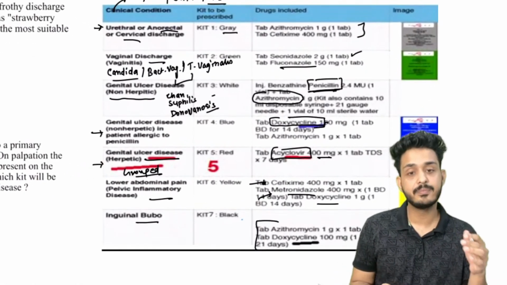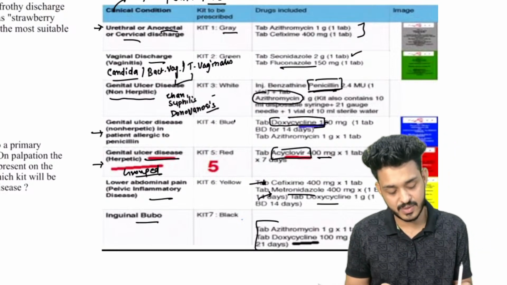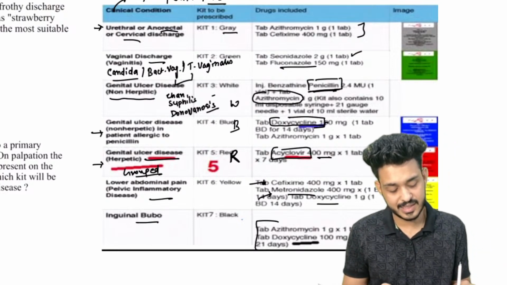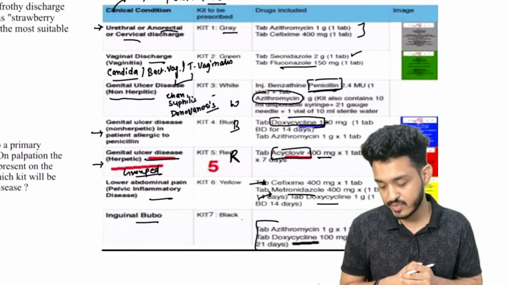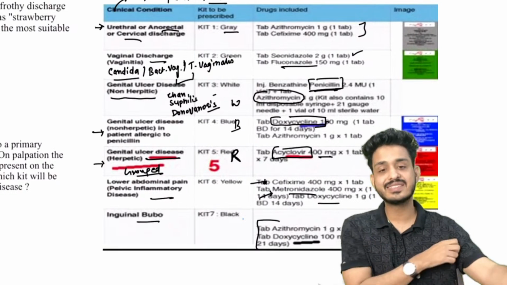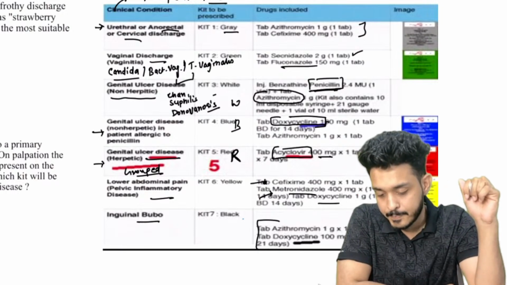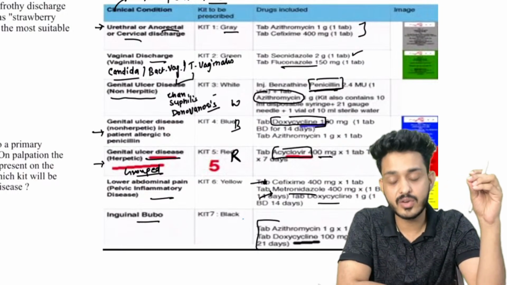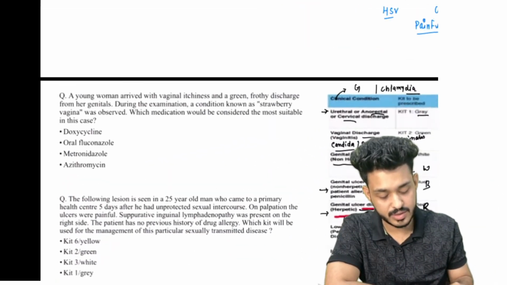The sequence will be green, gray, green, white, blue, red. This is the sequence you will be finding in which phenomenon? Try to answer. White, blue, red. In Raynaud's phenomenon. Now try to solve this particular question.